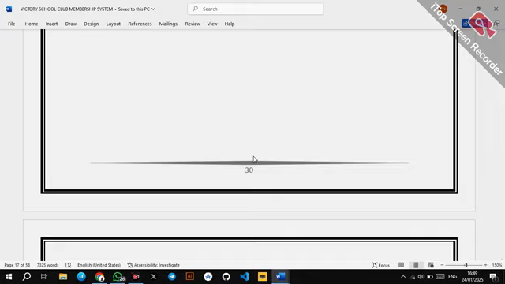I'm going to do the flowchart and I'm going to do the whole documentation and the whole system step by step.